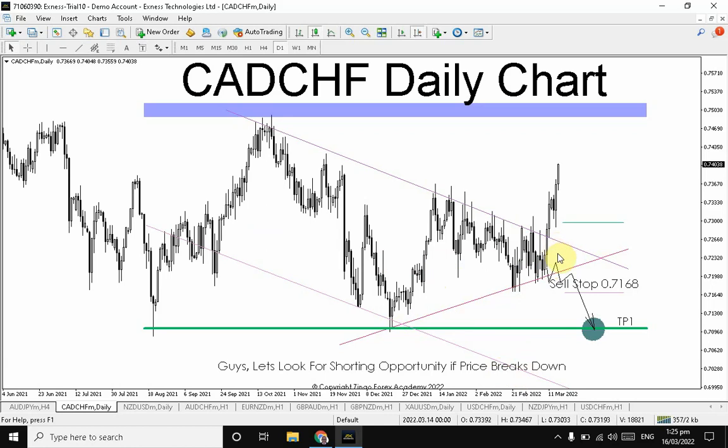So we had expected that it was going to break this channel, and we said if it did, we will set a pending sell order here at 0.7168, and we target to take our profit at this point, about 0.71029. But again, I put this trend line here at this price, 0.72960, because I said if price is unable to break down, then it will break up.